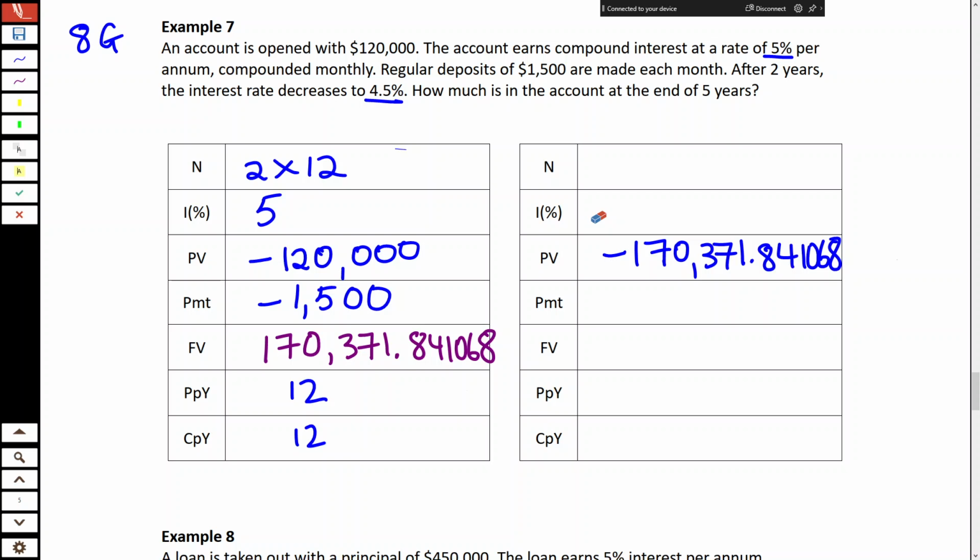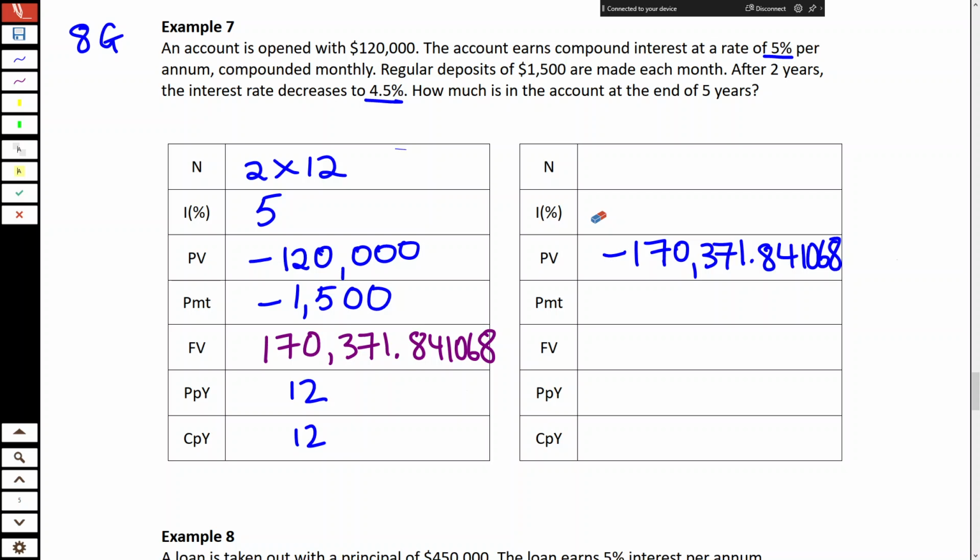All right, so help me out here. We want to finish off this calculation. Why would you plus the 120,000 with the 170,000? No, so this is how much it's grown to. It started off at 120K, and at the end it's grown to 170.